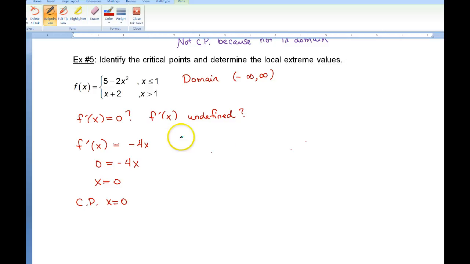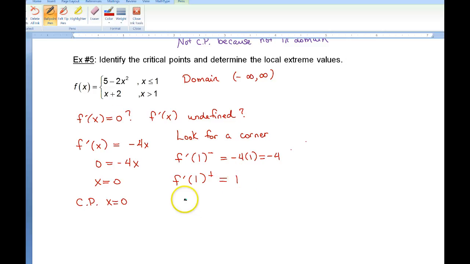Since this is a piecewise function, we look for a corner. If there is a corner, then that is one location where the derivative is undefined. So let's do the derivative at 1 from the left. Since we found the derivative was negative 4x, it's negative 4 times 1. We get negative 4. The derivative from the right is just going to be 1. So there is a corner. That means we also have a critical point at x equals 1. So we have two critical points, 0 and 1.